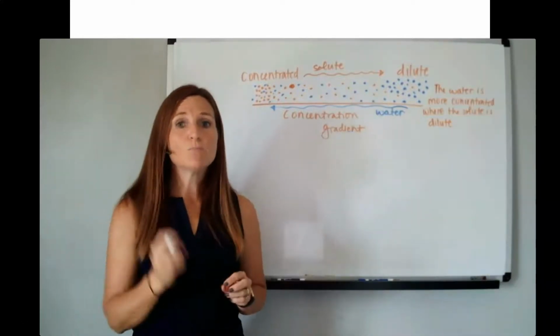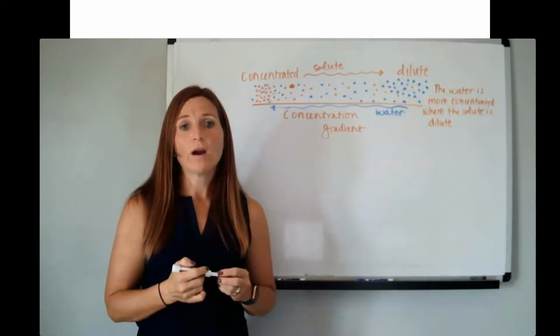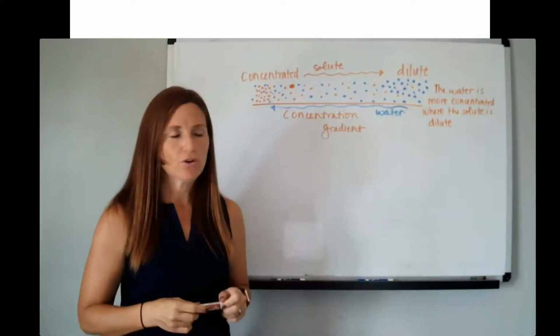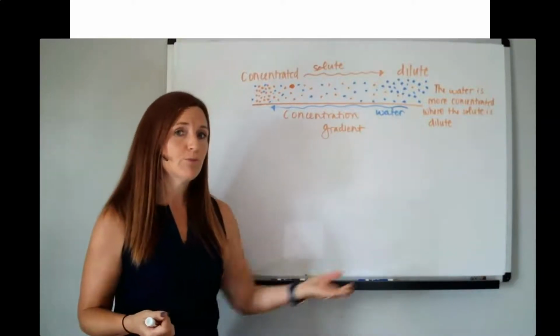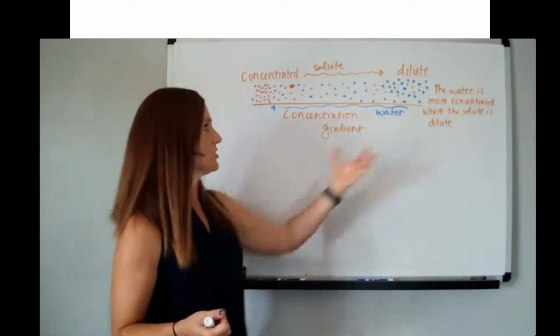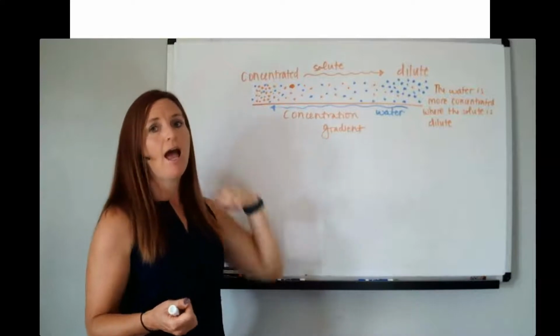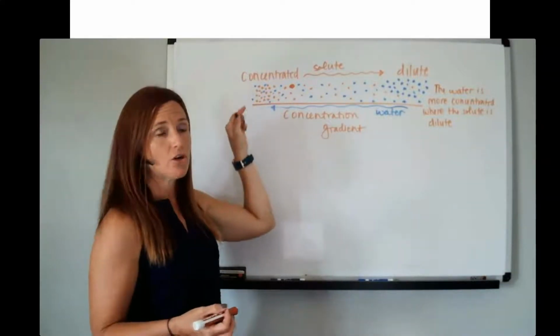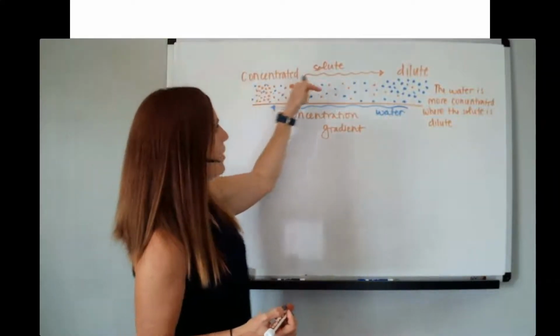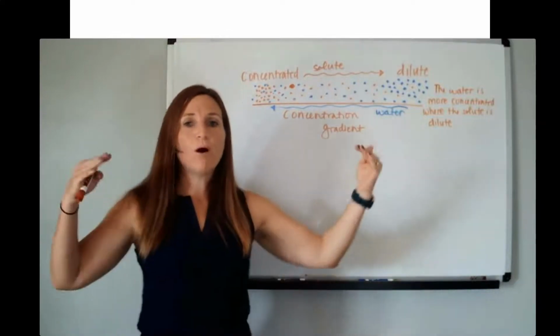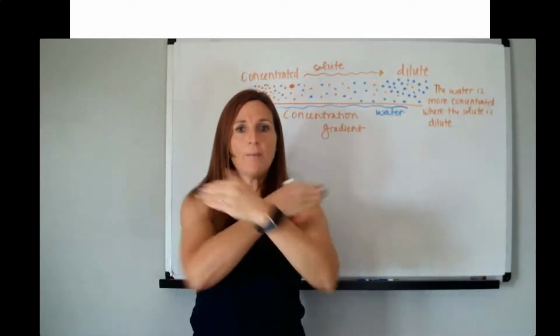The water is more concentrated where the solute is dilute. So for the water to move down its concentration gradient, the water is going to want to come from over here and go this way. And the particles, the solute, is going to want to go that way. So both of these want to be working in opposite directions.